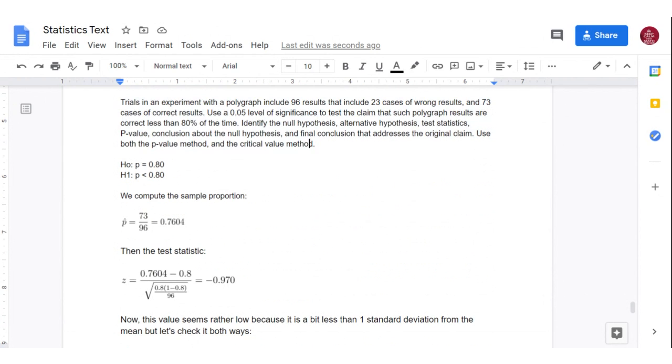So use both methods. All right, so the null hypothesis is that we can conclude the status quo, or 80% of the time, that the polygraph is right. The alternate hypothesis is that it's less than 80%.